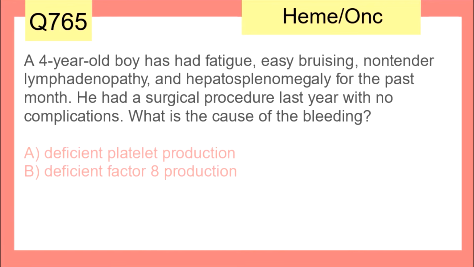765, a 4-year-old boy has fatigue, easy bruising, non-tender lymphadenopathy, hepatosplenomegaly. He had a surgical procedure last year with no complications. That's unlikely deficient factor VIII production.